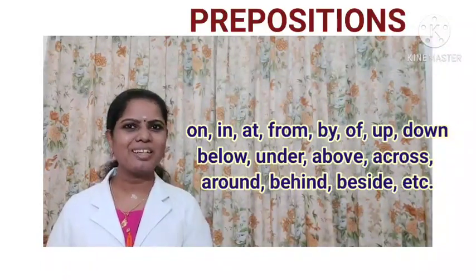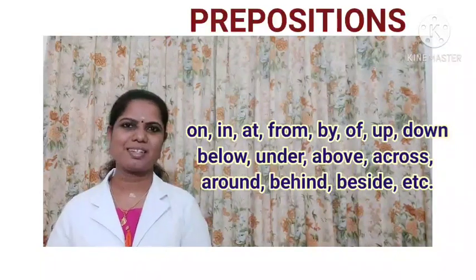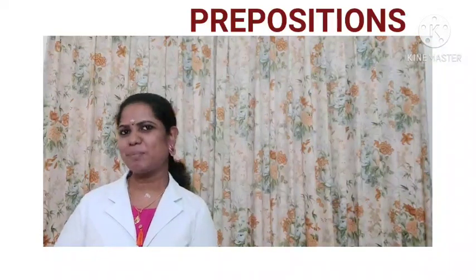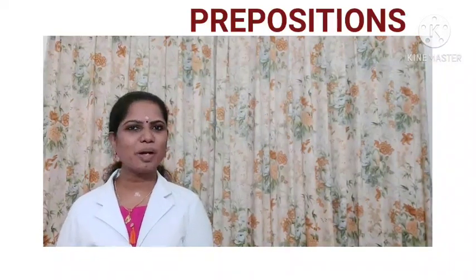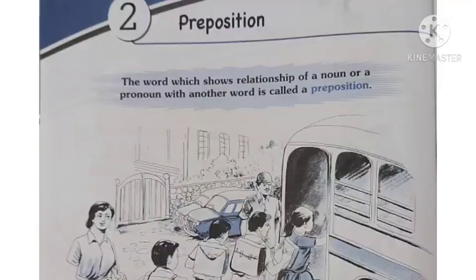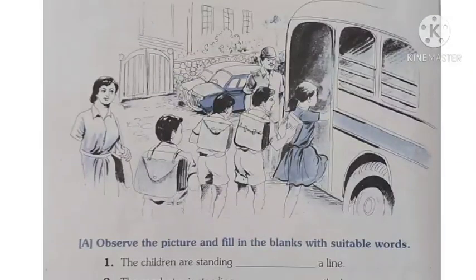Now let's do the textual exercises. All of you open your textbook, take page number 96. Children, on page number 96, you can see a picture. You have to complete the sentences given below the picture using suitable prepositions. Let's try to do it together. Lesson 2, Preposition: the word which shows the relationship of a noun or a pronoun with another word is called a preposition. Let's observe the picture and fill in the blanks with suitable prepositions, children.